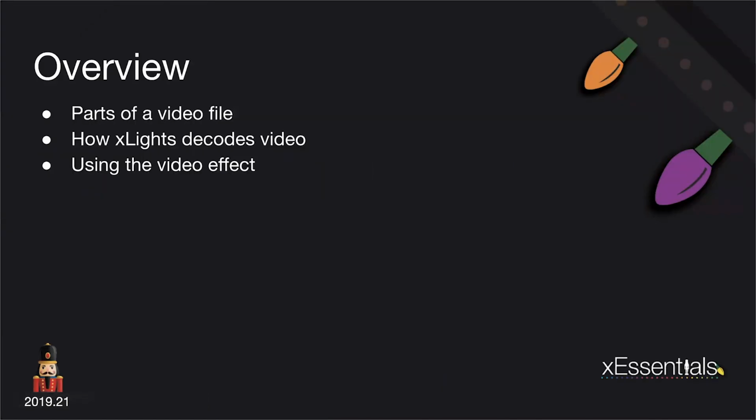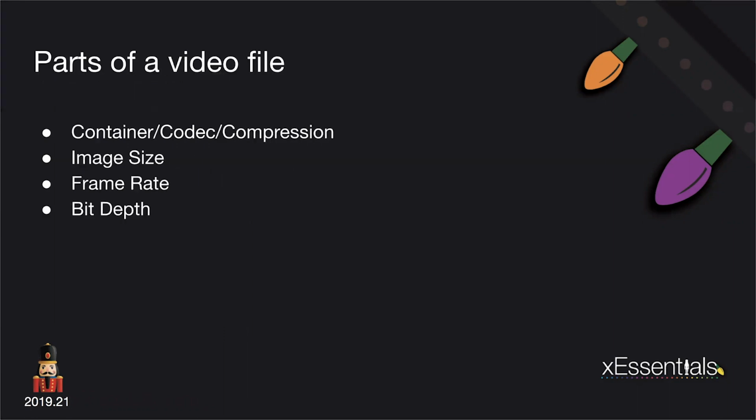So an overview of today's xEssentials presentation. We're going to talk about the different parts of a video file. A video file is a file that has all these different elements inside of it that actually make it a playable video file. Then we'll dive into xLights for a minute, and we'll talk about how xLights sees video files and decodes them. And then we'll show briefly a few different ways to use the video effect. So let's jump in at parts of a video file.